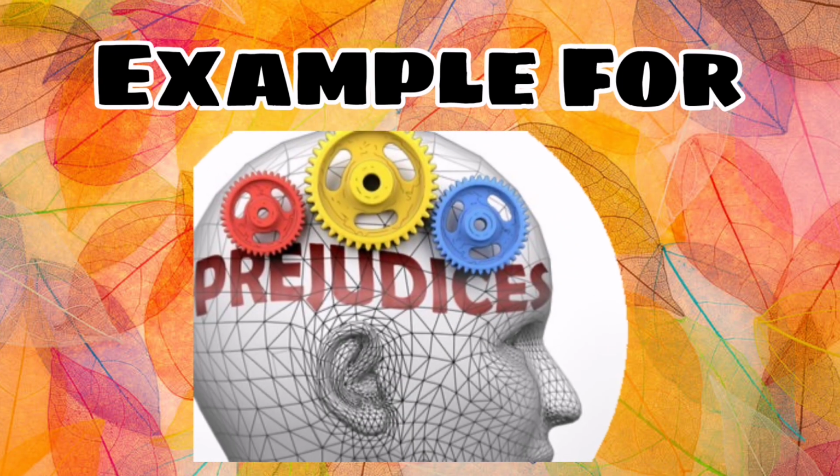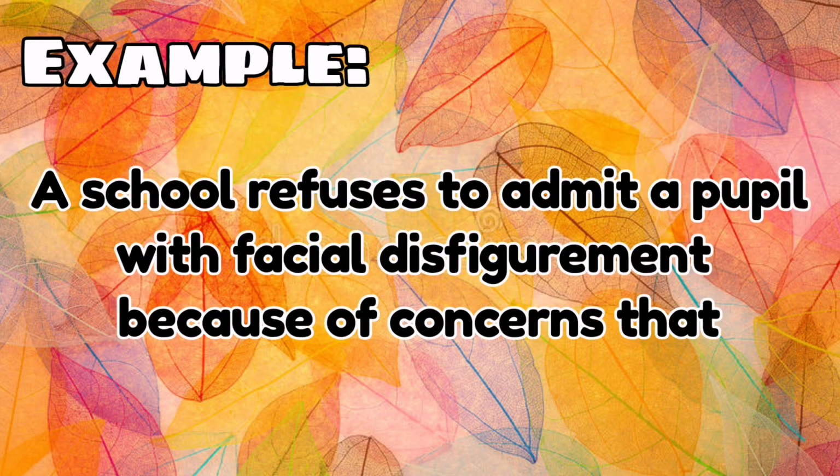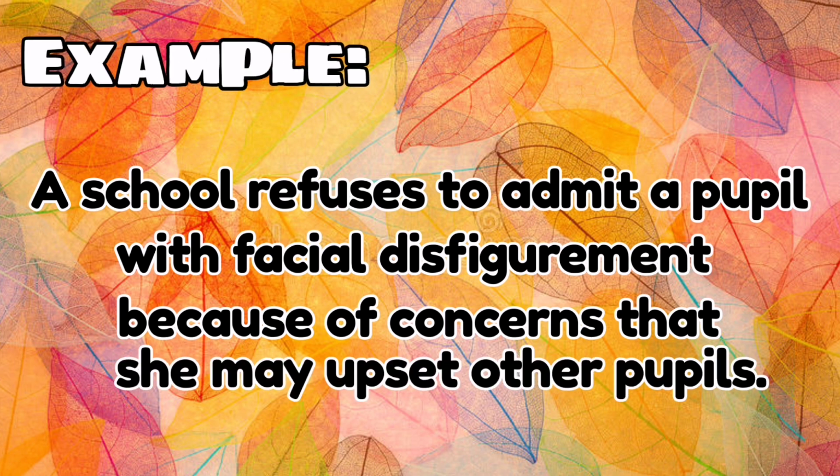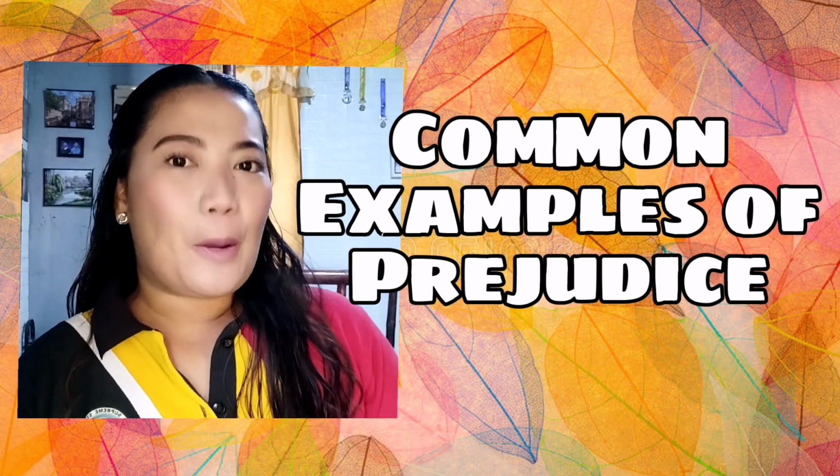And here is the example for prejudice. A school refuses to admit a pupil with facial disfigurement because of concerns that she may upset other pupils. This is an example of prejudice because it shows discrimination towards disability. And now, here are some common examples of prejudice.